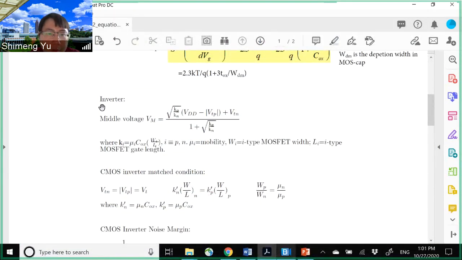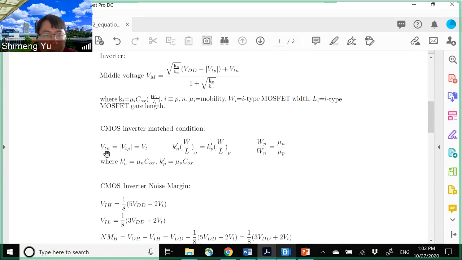Alright, then the inverter. And the equations in the inverter, first one is this Vm, the middle voltage. So here is the equation for the middle voltage. We have this square root ratio, Kp over Kn, and Kp and Kn are defined as mu n or mu p, Cox, W over Ln, or W over Lp. So basically it is the relative strength of the drivability or conductance of the NMOS and PMOS. And then you can plug in the numbers. But if they're matched, then this will be half VDD.